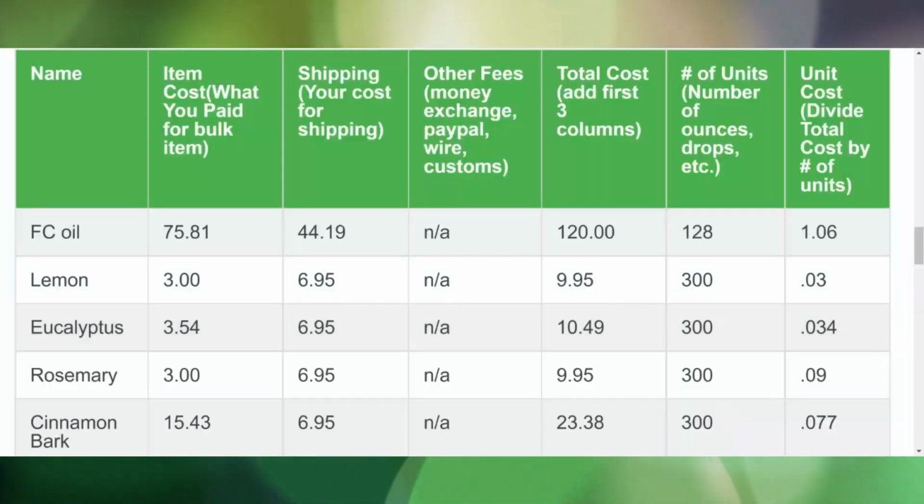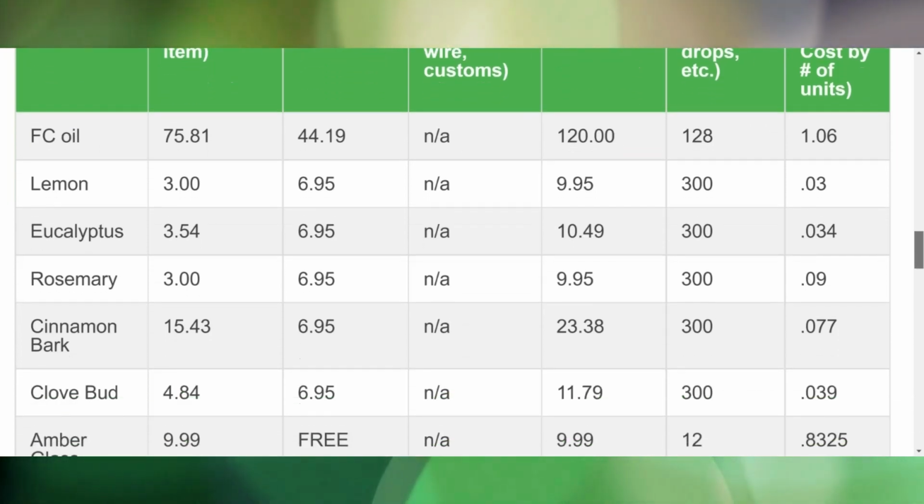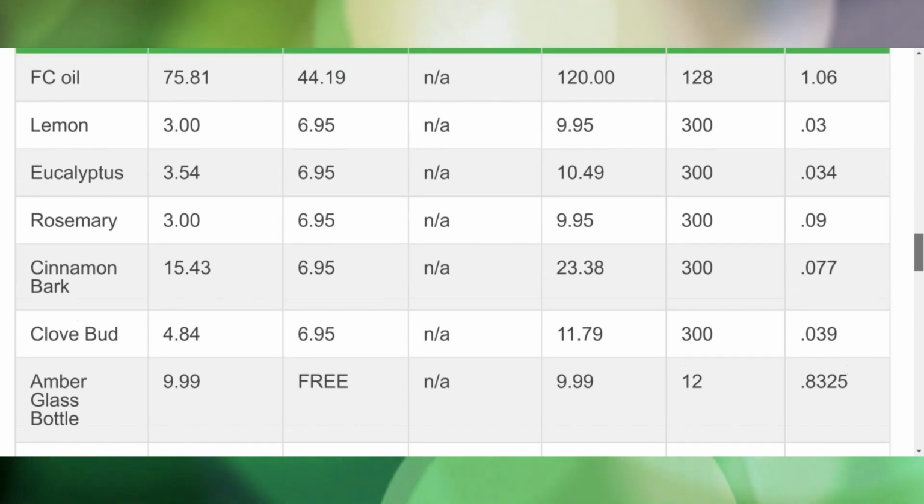So looking at the lemon, I purchased it at $3. I'm figuring on $6.95 for the shipping, and then I carry that over. It's $9.95 for the product. Now, if I break that down to 300 drops, because I'm getting a 15 mil, it's costing me 3 cents per drop, which isn't bad.